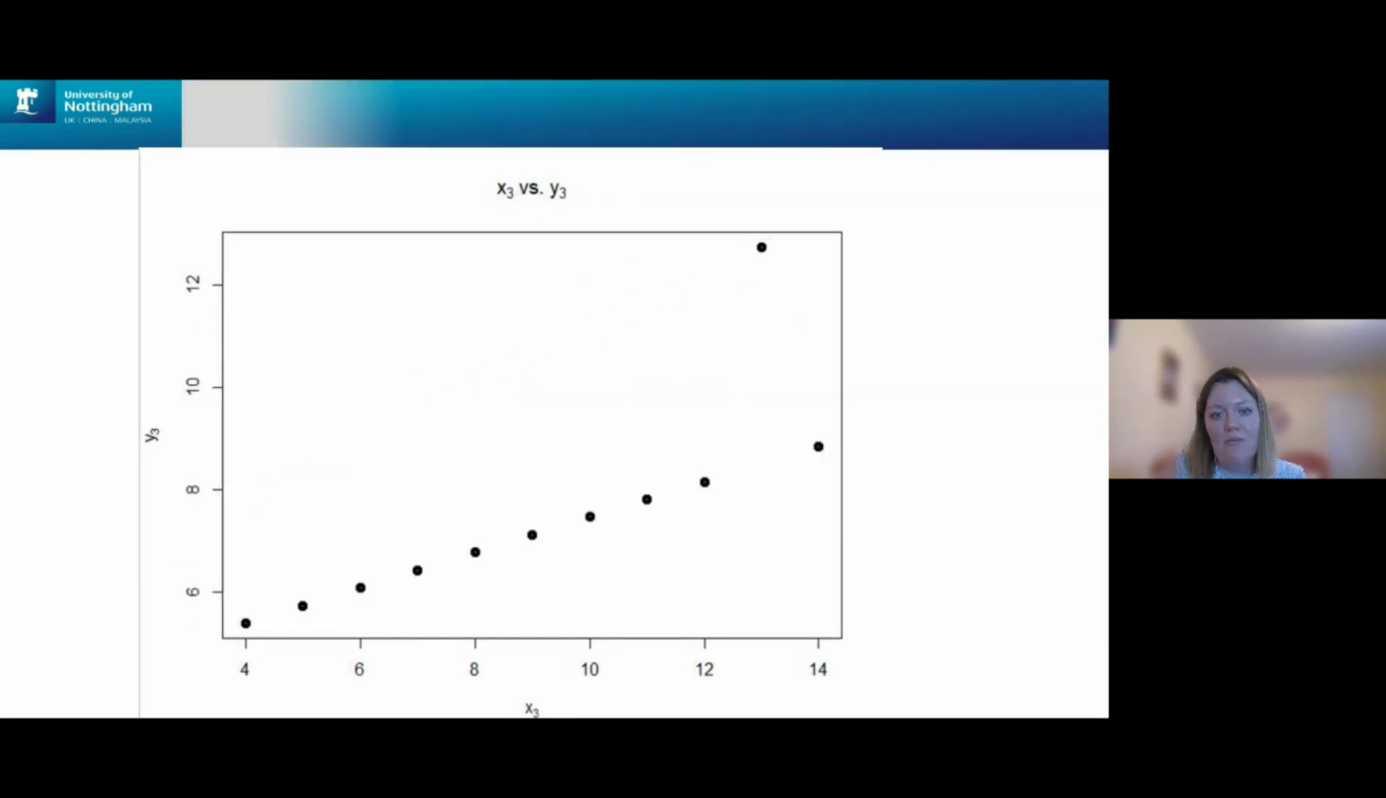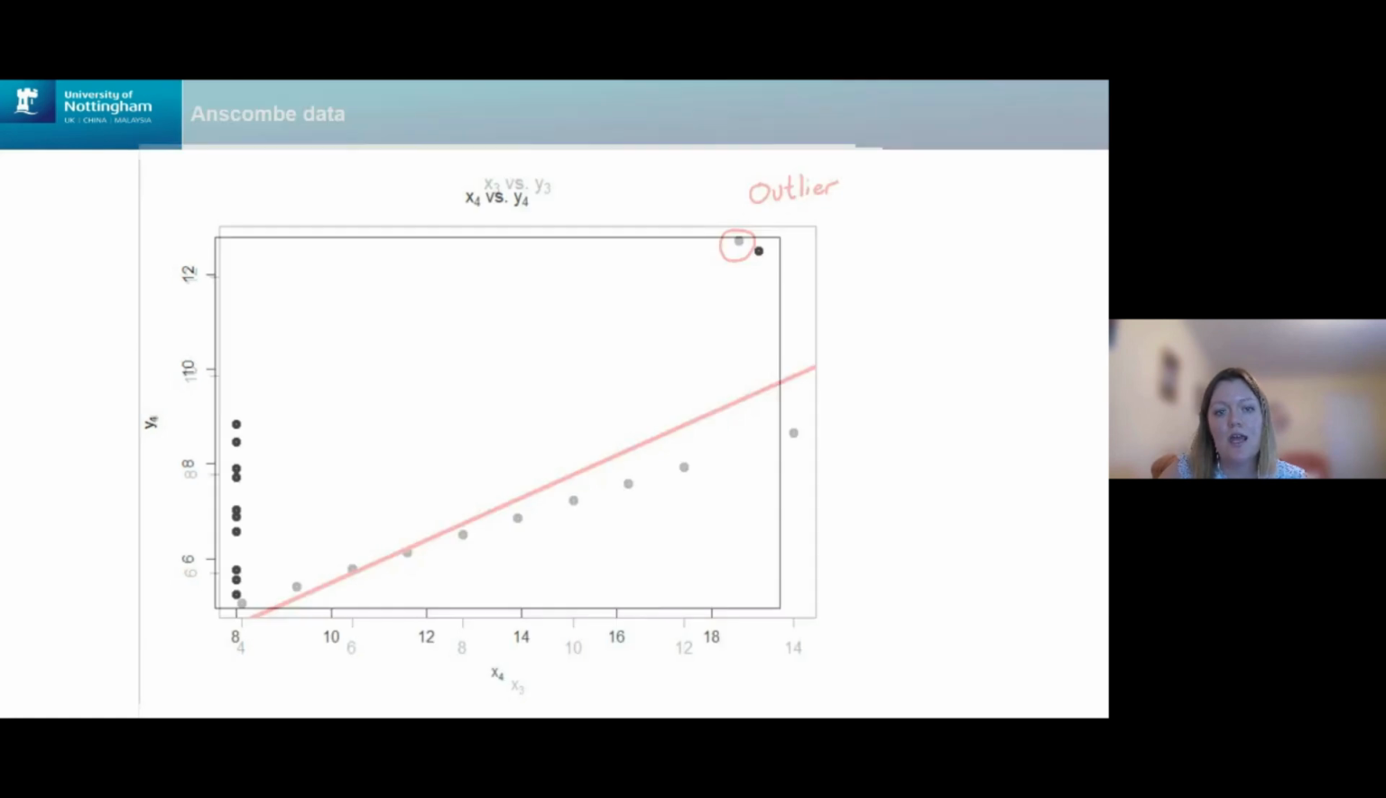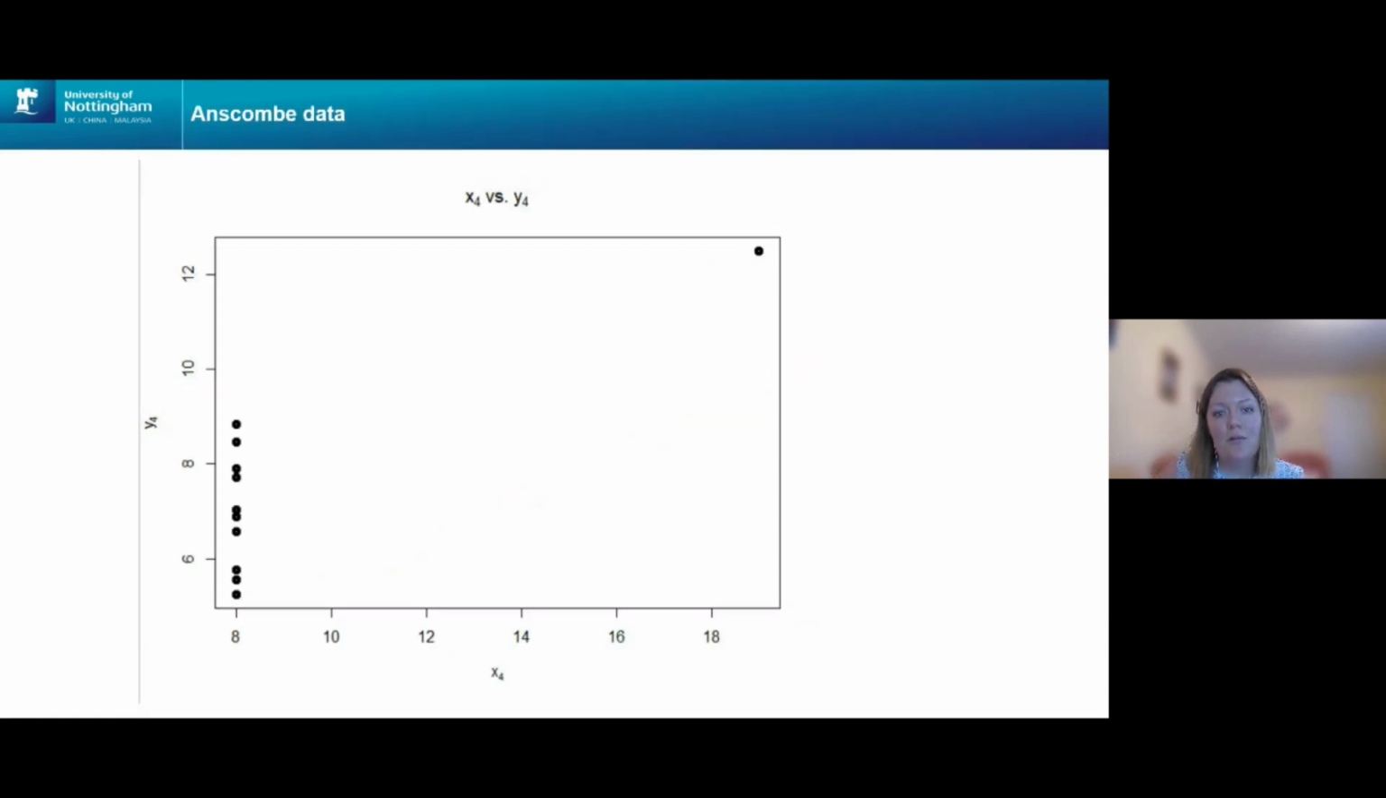For X3 and Y3, we've got this outlier here, which pulls the line up, and we'd have to check whether that outlier should be there or not. It might just be a strange case. It might have been a mistake that's been made. And for X4 and Y4, we've got this strange point here, which then pulls the line up this way.